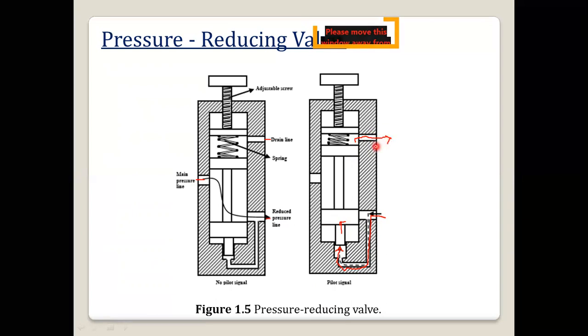So what happens then? From the main pressure line to the reduced pressure line, it is blocked. Then the oil will be flowing from here to the drain line. That's why this drain line is very important in the pressure reducing valve.